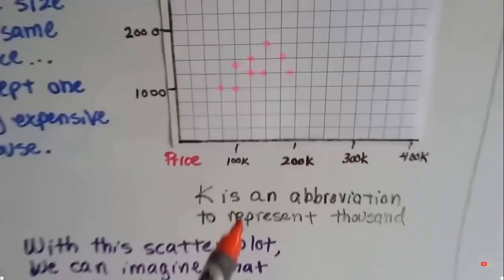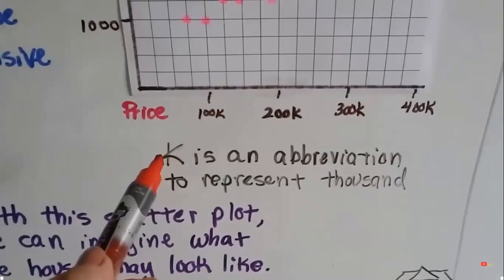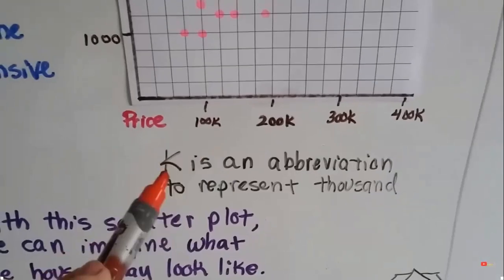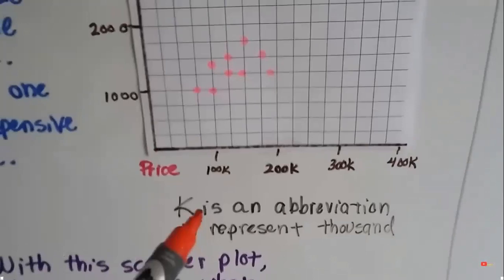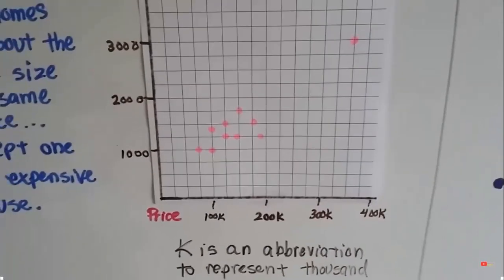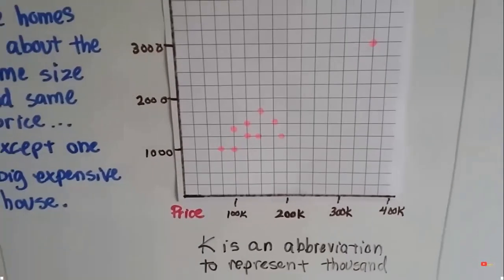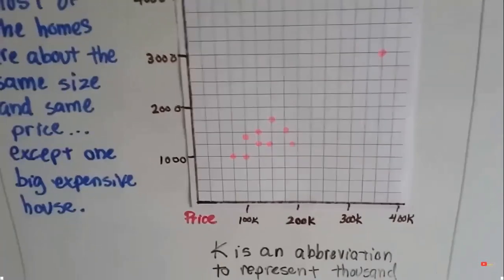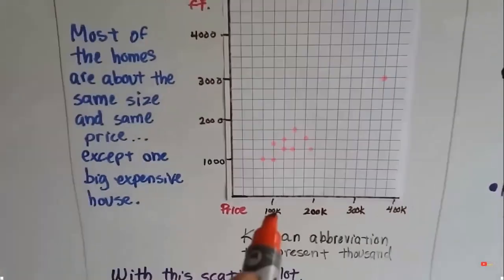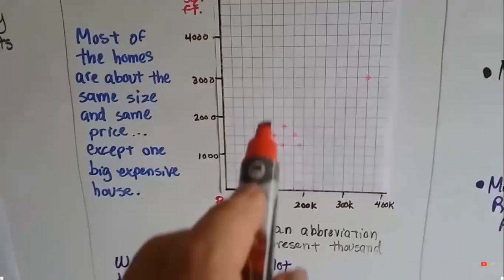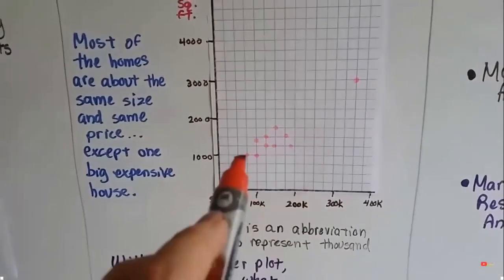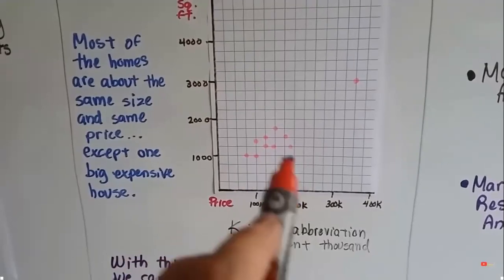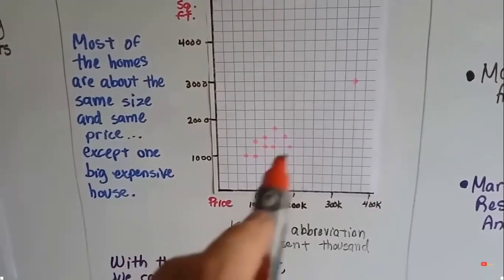And see how I have a K here? You're going to see that a lot. Adults use the K because it's an abbreviation to represent thousand. So somebody might say, I just got a job for 50K. That means they got a job for 50,000 a year. The K stands for thousands, see? And by looking at this, we can see that most of the houses have between 1,000 and 2,000 square feet, and they're around 100,000 to just under $200,000.